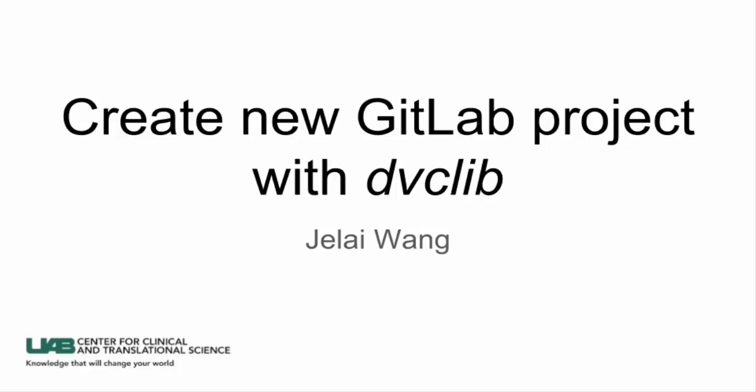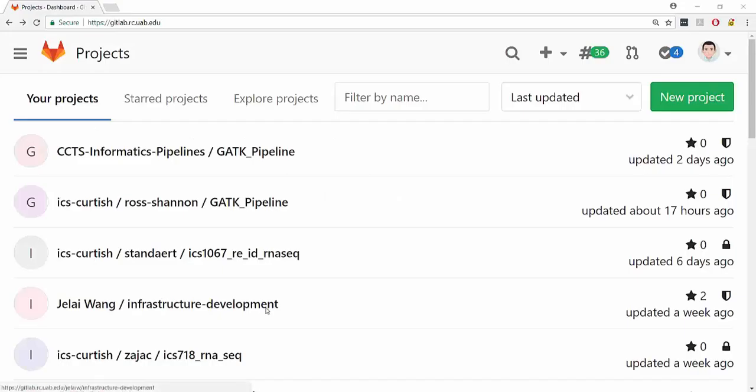Hey everyone, this is a video showing how to create a new GitLab project with dvclib, a set of scripts to help you accomplish data version control through the GitLab API. In our current implementation of data version control, we use a local GitLab instance for hosting Git. As you can see on the screen right now, I'm logged in with my Blazor ID.